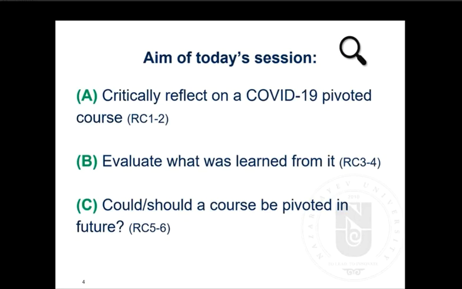So the aim first is to critically reflect on that particular course that I taught and was the director of in the UK during that COVID period, to evaluate what I learned from it, and then what could we do or should we do in the future if this were to happen again, either in an emergency situation or in a different context where maybe we might be asked to create an online course.